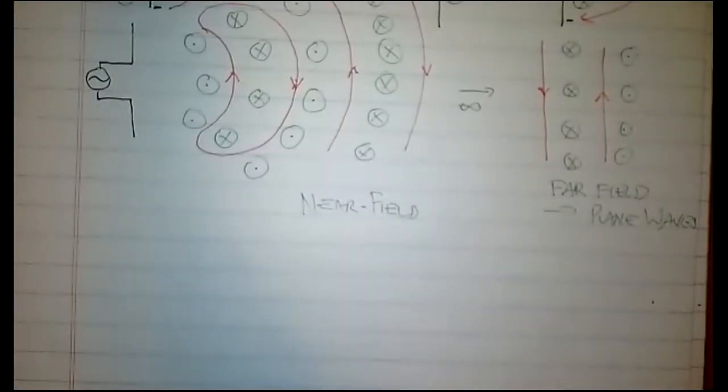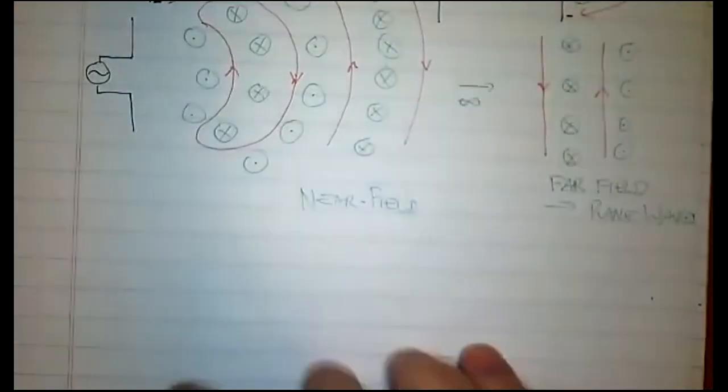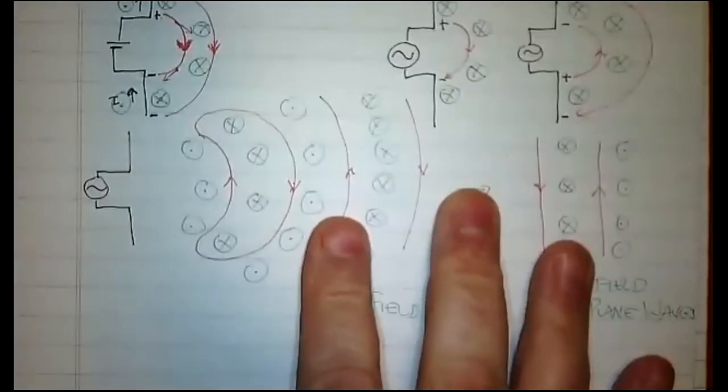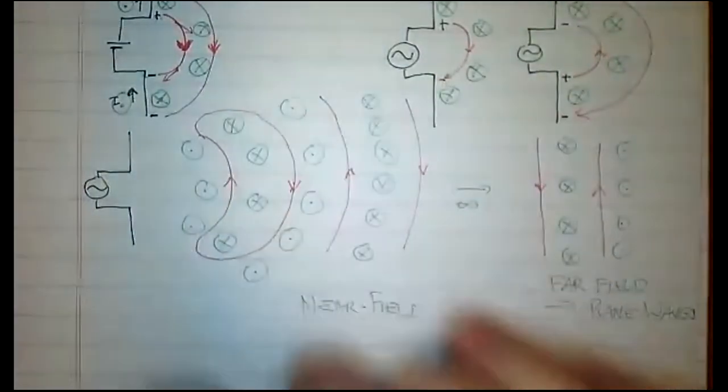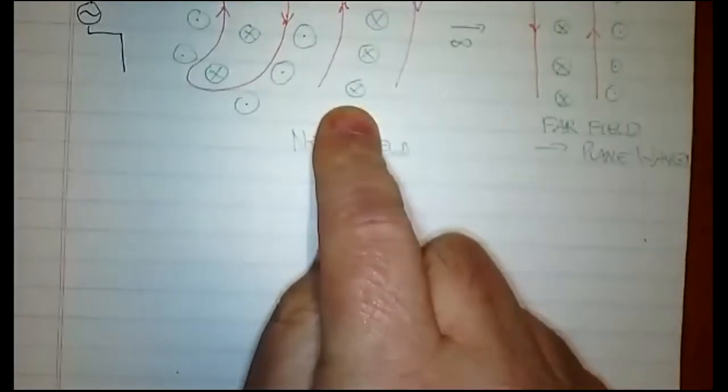Now, that's not to say physicists and electrical engineers don't. We work with them, and in fact, if you take a more advanced course, you'll work with the near field, the far field, and the intermediate field. But the main thing is to realize that this is causing some kind of electric and magnetic field, and in fact, this turns out to be exactly what light is.